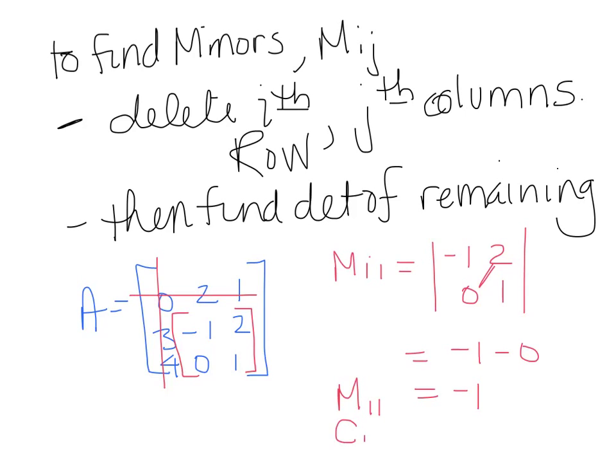If you remember, my sign pattern was plus, minus, plus, minus, plus, minus, plus, minus, plus. So the sign pattern for 1,1 is right here, which means I don't change the sign. I multiply by a plus 1, and I get C11 is also a negative 1. Either you change the sign or you don't change the sign of the minor in order to get to the cofactor. So I found my first cofactor.